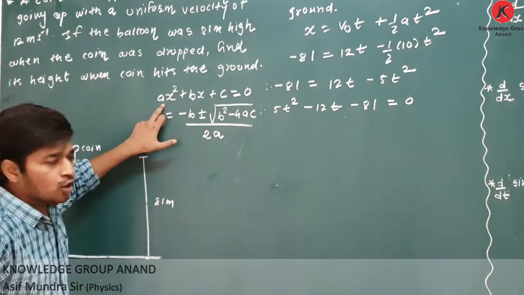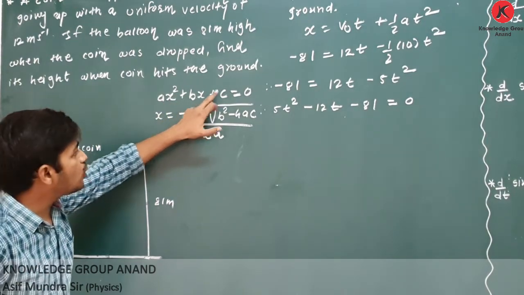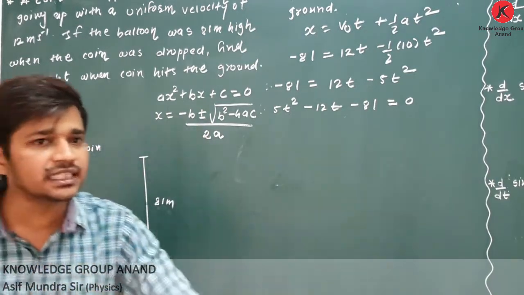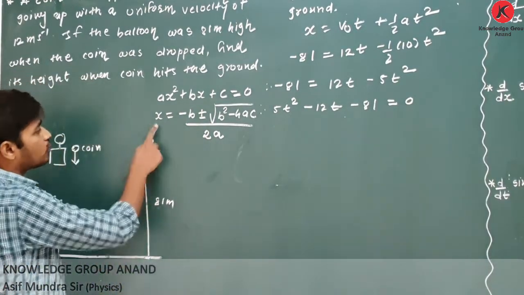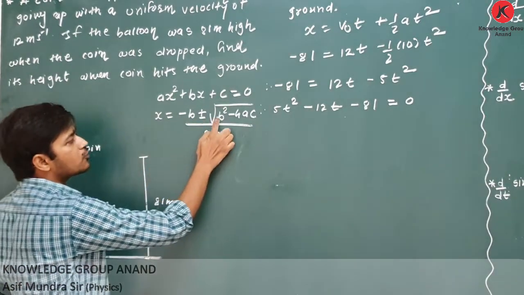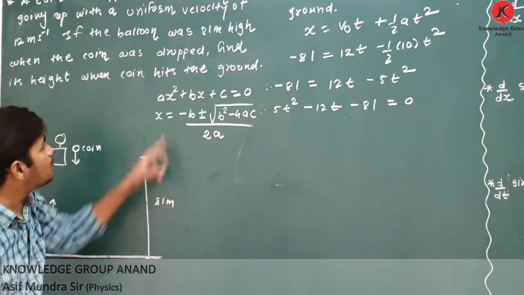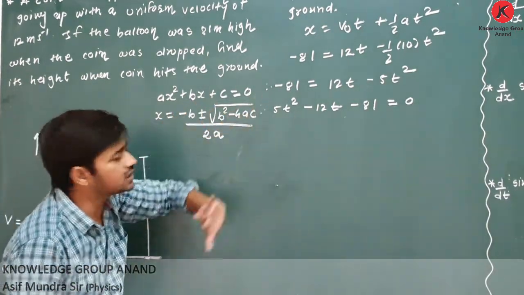Where what is a? Coefficient of x square. What is b? Coefficient of x. And what is c? Constant term. And what is its solution? x is equal to minus b plus or minus under root b square minus 4ac upon 2a. So now you have to compare this quadratic equation with this.